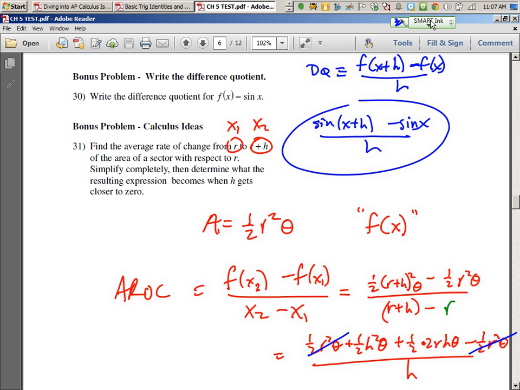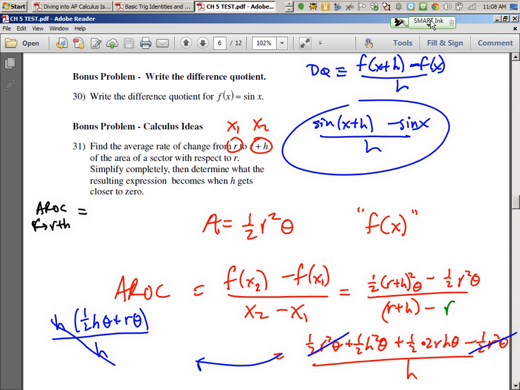There it is. You can even pop an h out on the top, so I'm going to have to come over here. Pop an h out, and you have 1/2 h theta plus r theta. Even the h cancels out. So the final answer to this problem is, I'll write it up here, the average rate of change from r to r plus h is 1/2 h theta plus r theta. That's the answer.